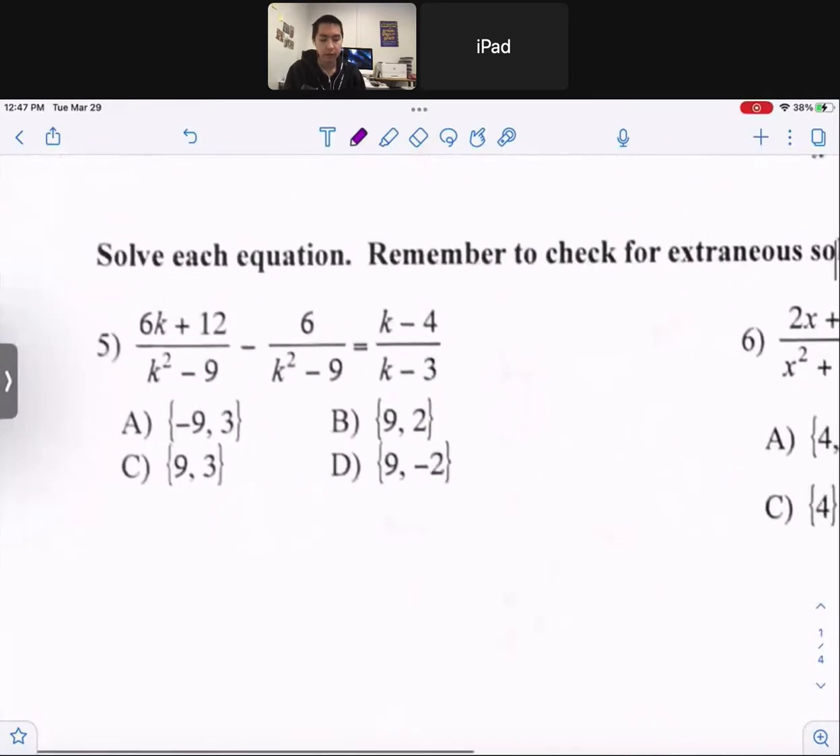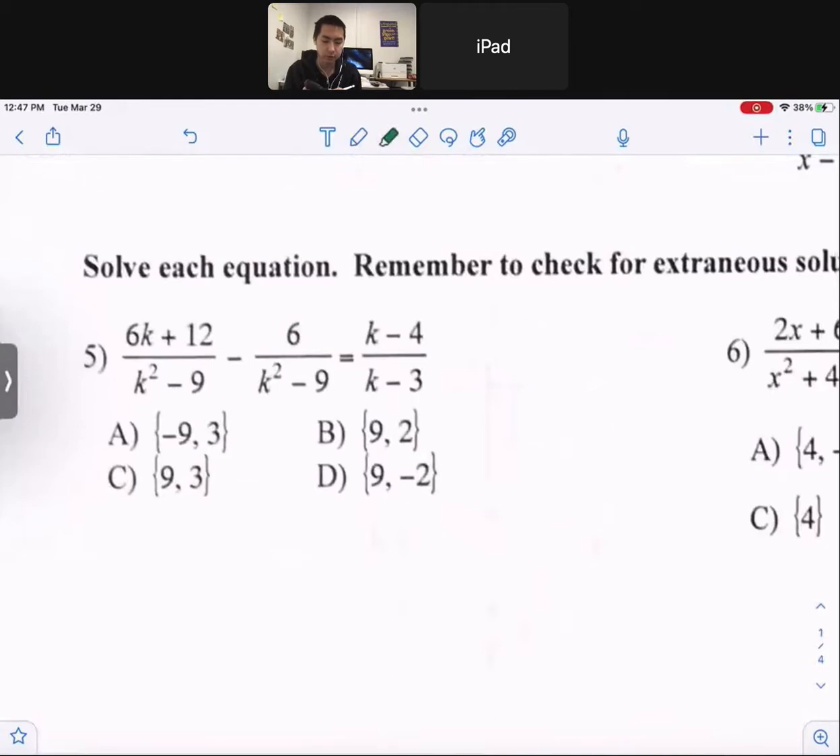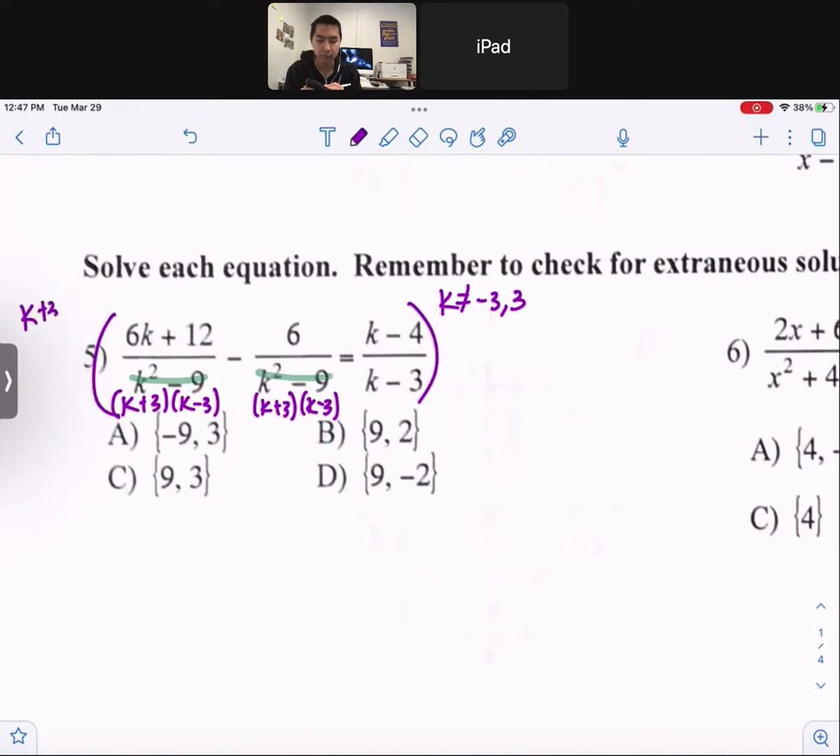Okay, number 5. So we have to solve for this equation. So first we should factor all our denominators. So both of these factor into k plus 3 times k minus 3 for both of them, right? So denote what k cannot be. So k cannot be negative 3 and it can't be 3, because that would make these denominators 0. So multiply the whole thing by k plus 3 times k minus 3.